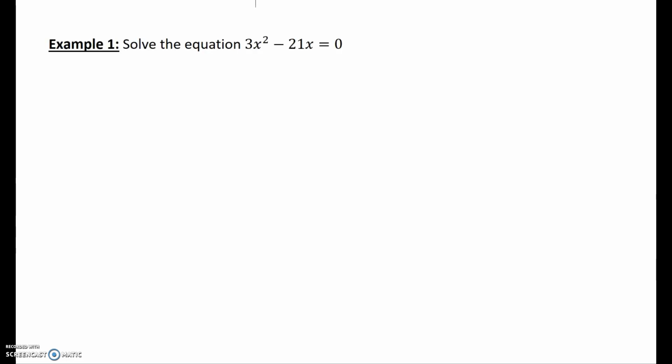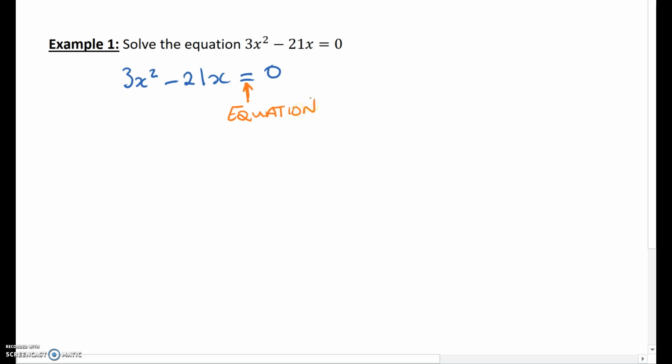Okay, here we have the situation 3x squared minus 21x is equal to 0. Now lately we've just been factoring. Those were expressions. This is an equation. The difference between an expression and an equation is the equal sign. Once you see one of those, that means you've got an equation. Without it, you just have an expression. So the equal sign makes it an equation.